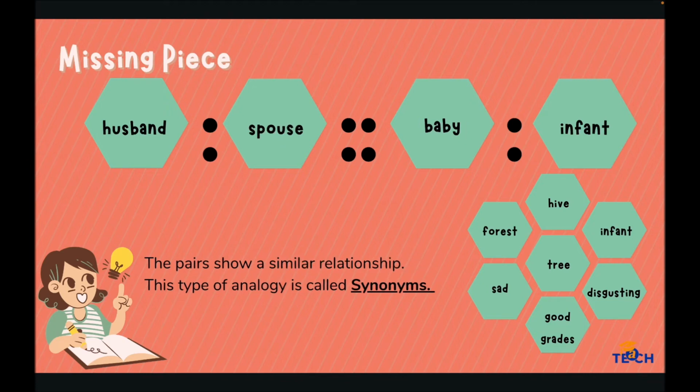What about item number 2? The pairs show a similar relationship or have the same meaning, because husband and spouse have the same meaning, as well as the second paired words, which are baby and infant. Thus, this type of analogy is called synonyms.